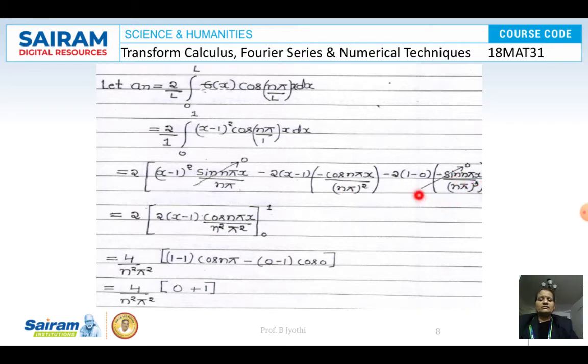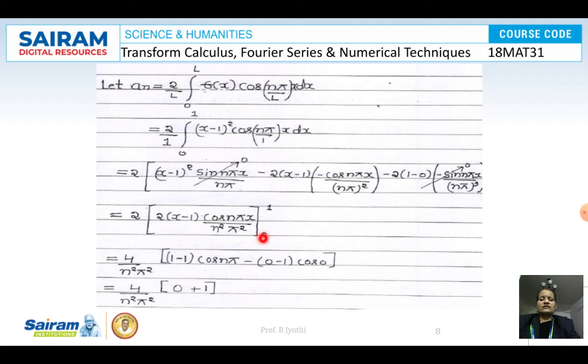Now anyway, this sine term will be 0 whether we substitute the upper limit or the lower limit. So we are getting only the middle term, that is cos term. Here we have minus and minus, it will become plus. So what we are getting is 2 times (x minus 1) into cos n pi x by n squared pi square. When we substitute upper limit 1, 1 minus 1 is 0.